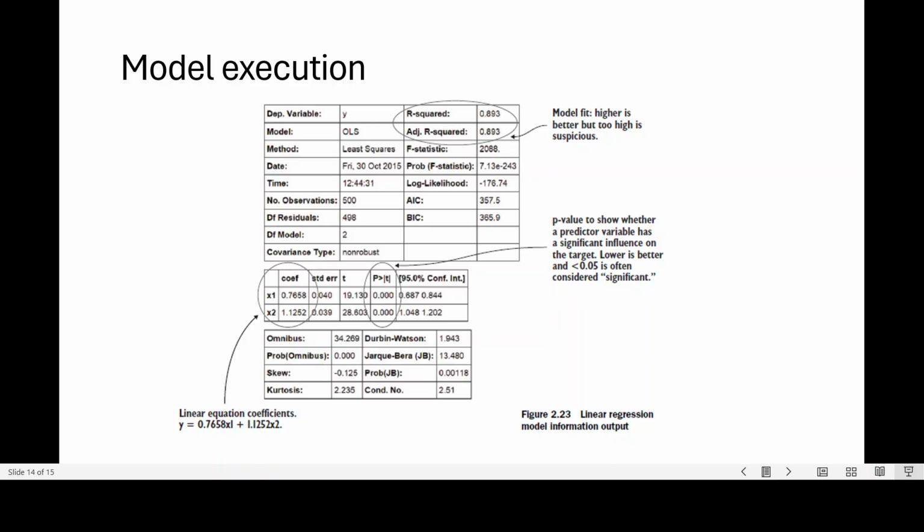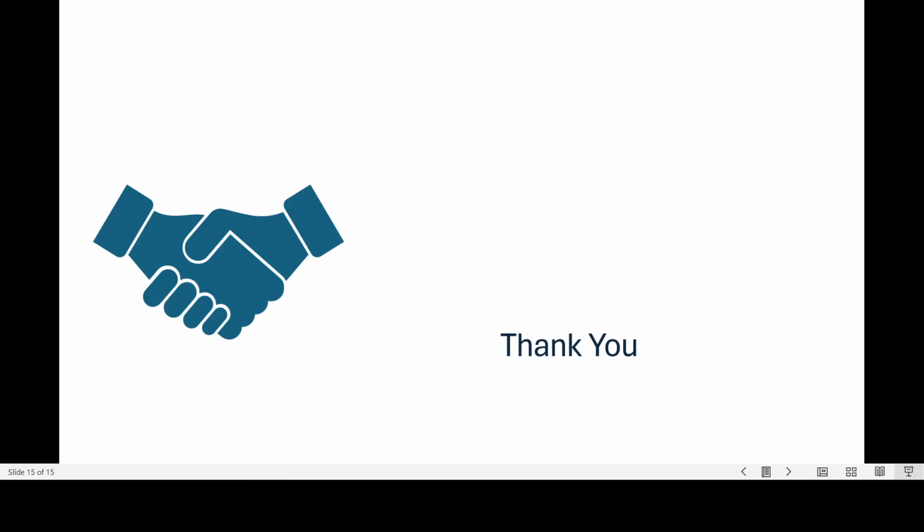So in this presentation we were discussing the data exploration techniques as well as the data modeling process. Thank you for your attention.